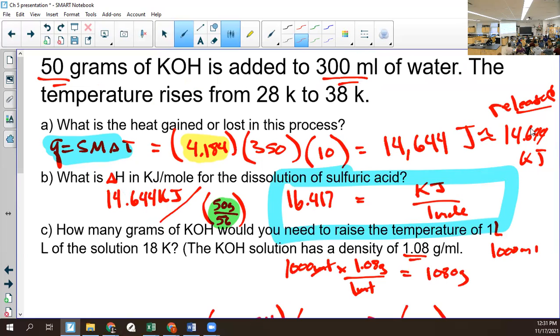So the first part, we find the heat from a given grams. We use that to find the heat released or absorbed per mole. And then we can use that in a picket fence to solve for grams to produce whatever heat we want. All right. More practice is probably necessary, right?